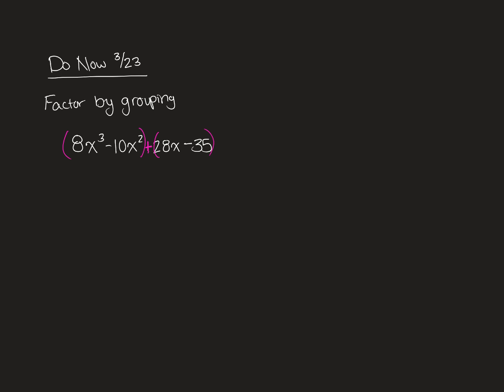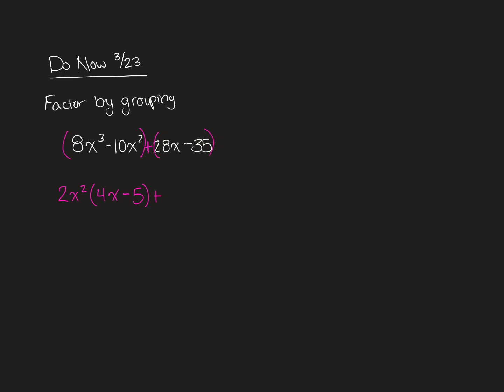So between 8 and 10, the greatest common factor is going to be a 2. And then x cubed and x squared, we can take out 2 x's. So we can take out a 2x squared, and that leaves us with 4x minus 5.